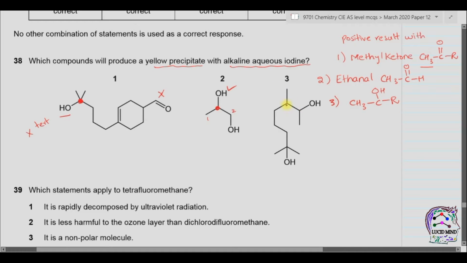Now going to the third one, we have secondary alcohol. Yeah, this one gives positive, and this one is tertiary alcohol. It does not give positive result. So it means compound 2 and compound 3 will give yellow precipitate with aqueous alkaline iodine. So the answer is C.